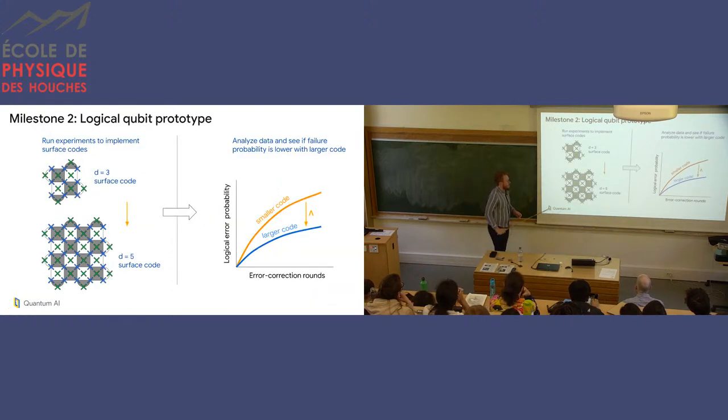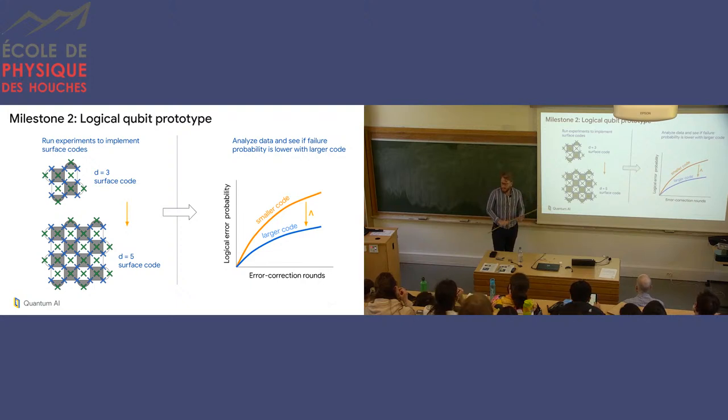This is milestone two. I'll tell you why it's milestone two on the next slide. But this is the plan for the demonstration of this. If we take a D equals 3 surface code, this has 17 qubits: nine data qubits, 8 ancilla qubits. We go to a D equals 5 surface code, which has 49 qubits. And the goal here is to do exactly the same as we did with the repetition code.